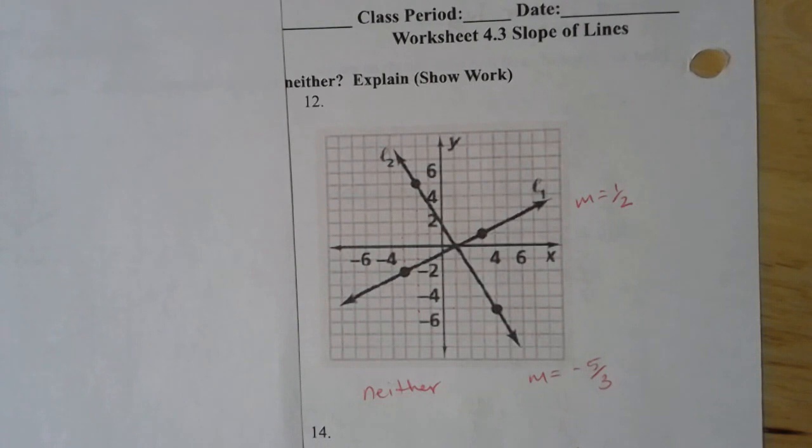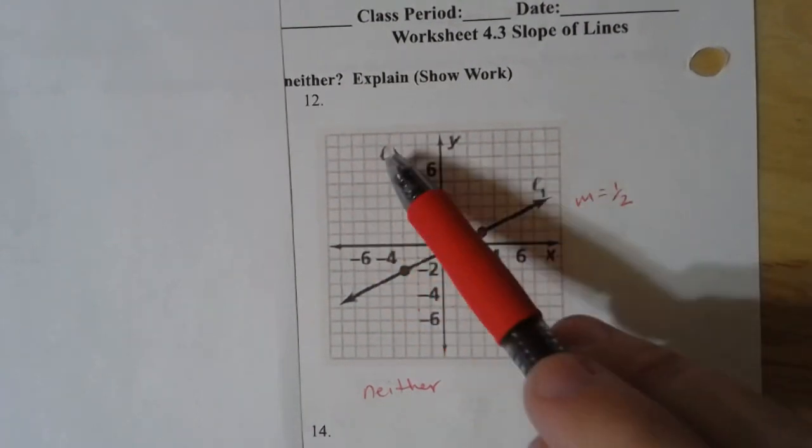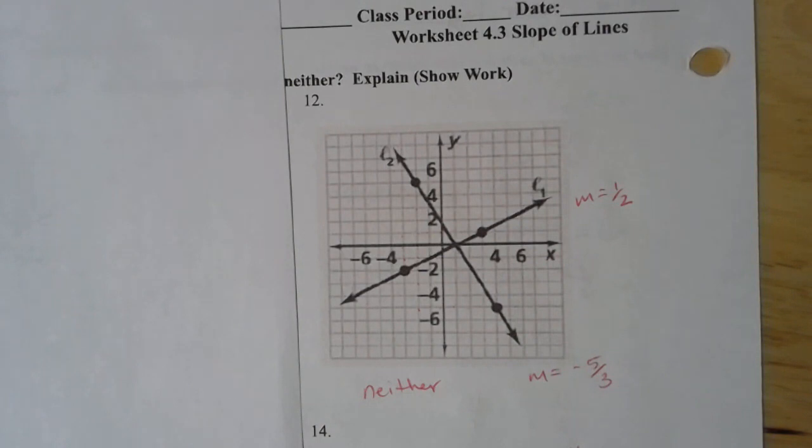All right, so for number 12, we need to determine if line 1 and line 2 are parallel, perpendicular, or neither. So keep in mind, when we're determining if two lines are parallel, perpendicular, or neither, we're looking at the slopes of the lines. So if two lines have the same slope, then we can determine them to be parallel. If two lines have slopes that are opposite reciprocals, we can determine them to be perpendicular.